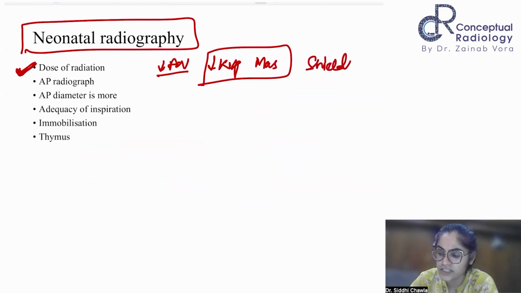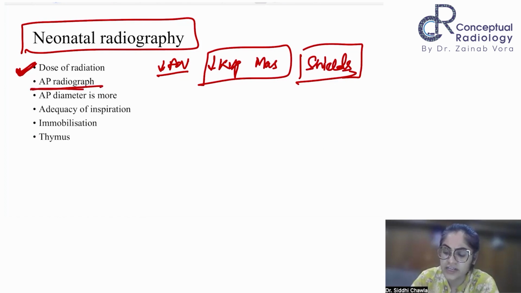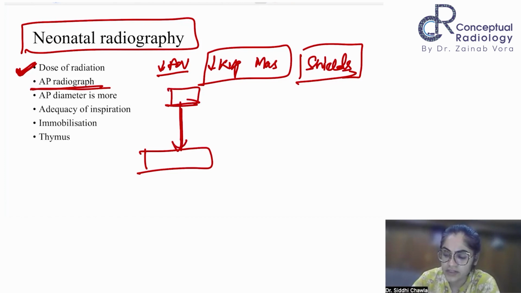You have to use the gonadal shields, and sometimes thyroid and orbital shields can also be used for children. If possible, gonadal shields should always be used in children. Then in most cases, we take an AP radiograph where the child is lying in the cot, the X-ray tube is placed above, and the radiation is directed downwards, and that is why most of the X-rays are done as AP radiographs. Then again, you have to know that the AP diameter is more in children, right?